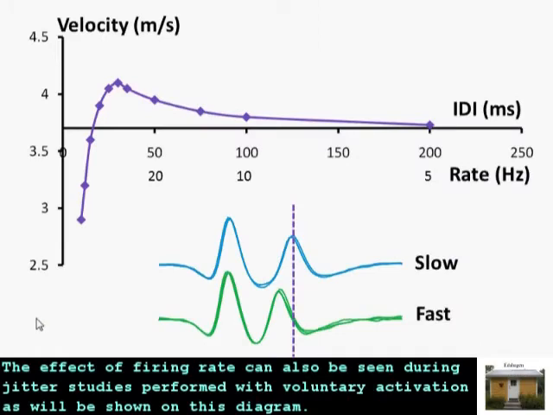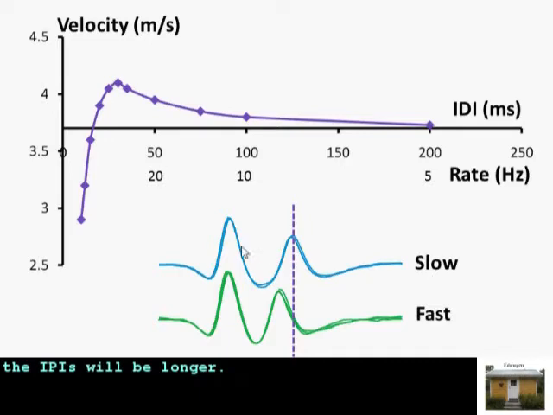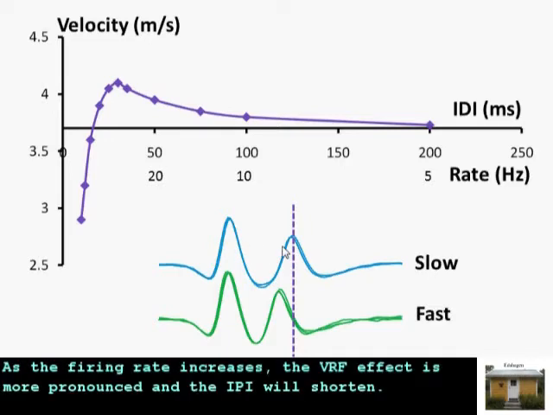The effective firing rate can also be seen during jitter studies performed with voluntary activation, as will be shown on this diagram. If the two muscle fibers have different VRF values, at slow firing rates, when the VRF effect is less and propagation velocity is lower, the IPIs will be longer. As the firing rate increases, the VRF effect is more pronounced and the IPI will shorten.